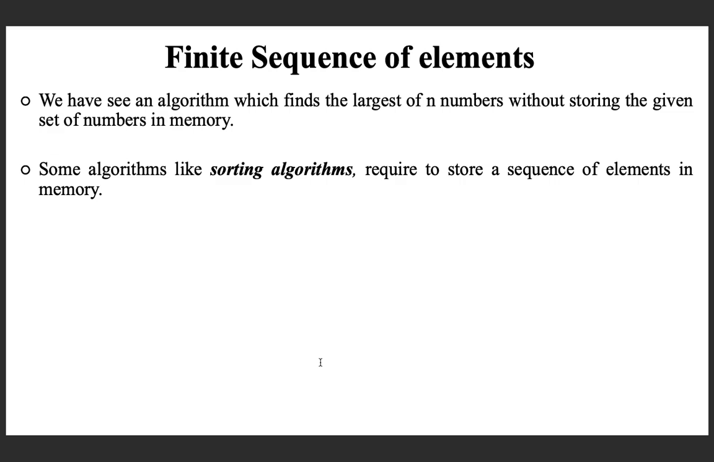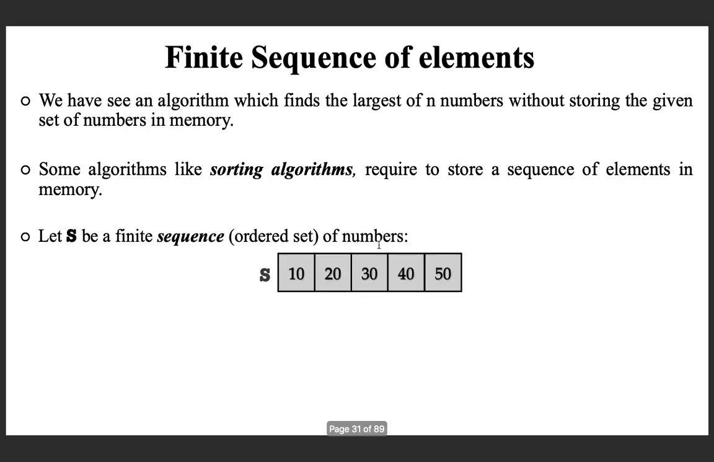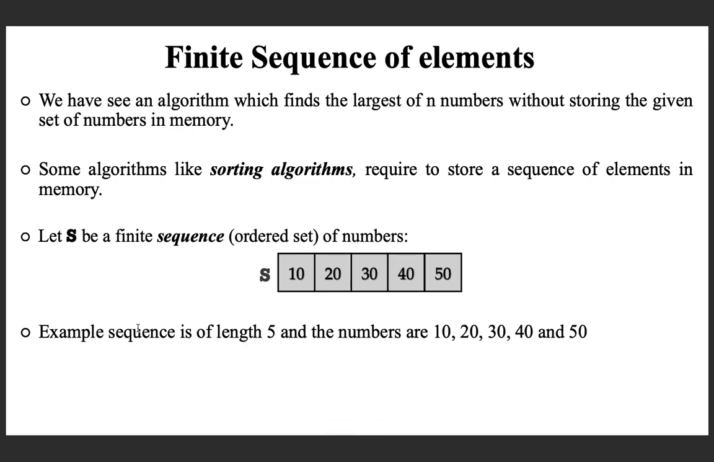So we need a data object which allows you to hold a sequence of elements, and that is what is called a sequence. Let S be a finite sequence. Sequence means an ordered set of elements. For example, consider a sequence of numbers. S is the sequence, and this example sequence is of length 5, and the numbers are 10, 20, 30, 40, and 50.